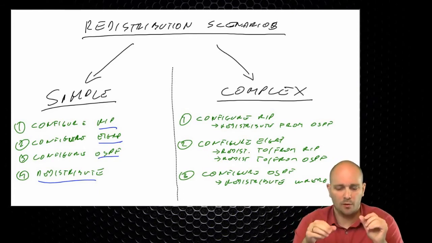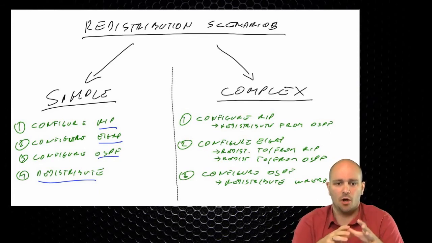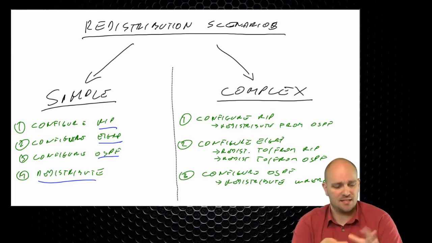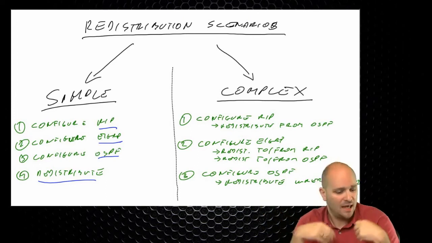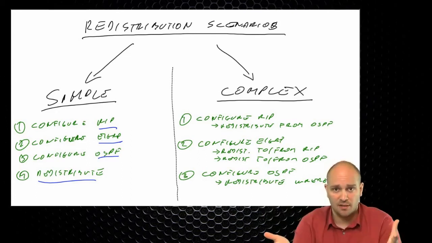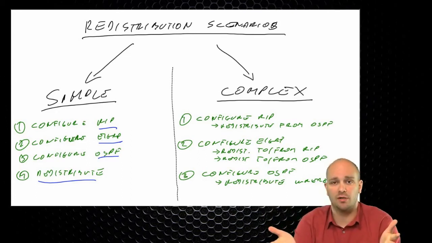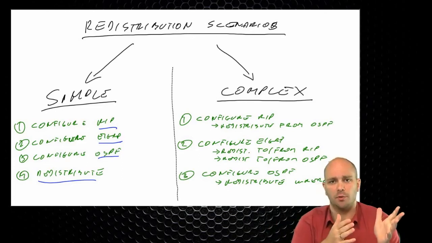Why is it more complicated? Well, because in a simple scenario, we have clear-cut cases. If I configure RIP, I'm getting RIP points, and I don't have to worry about anything else. If I configure EIGRP correctly, I'm getting those points. If I configure OSPF, I'm getting those points. Now, if I mess up redistribution, yeah, I will lose redistribution points, but at least I'm getting those points.